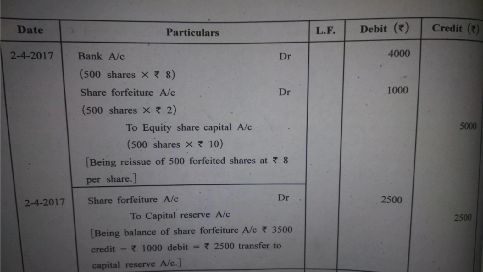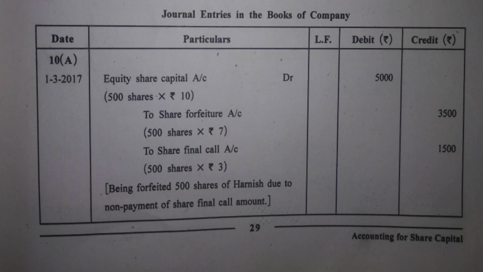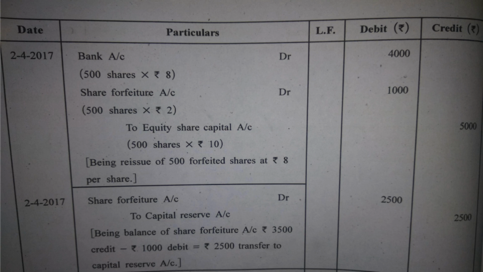Then lastly the journal entry share forfeiture account debit to capital reserve account 2500. अब ये अमाउंट कहाँ से लाया गया है? Share forfeiture account, the journal entry for forfeiture of shares. Here you have credited to share forfeiture account with 3500. Here you have debited it with 1000 rupees. So 3500 minus 1000 gives you 2500. This is about the amount.